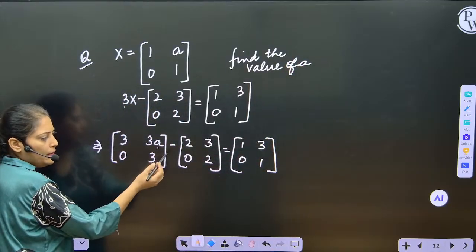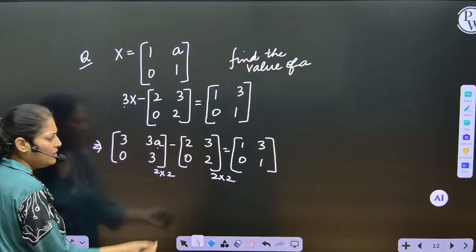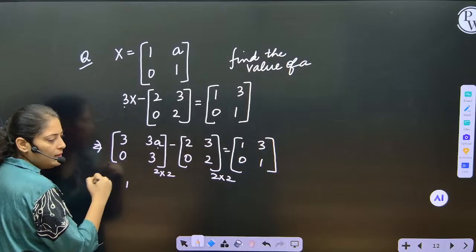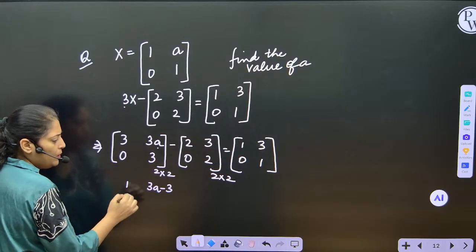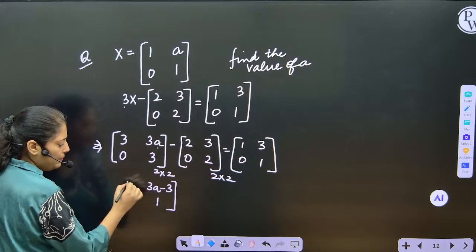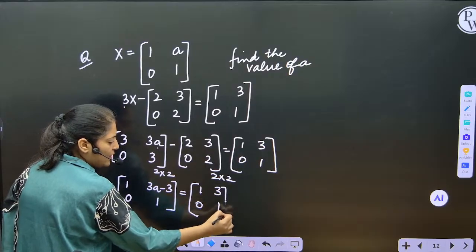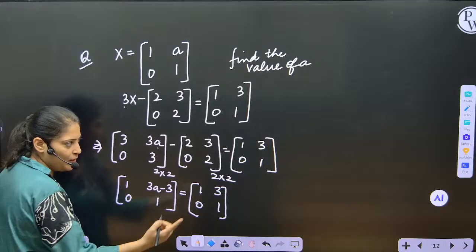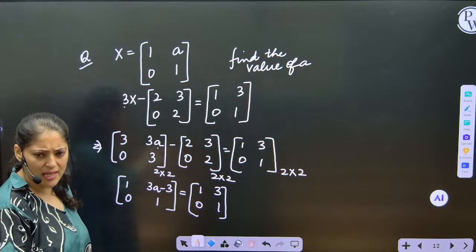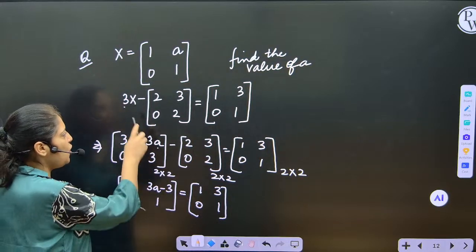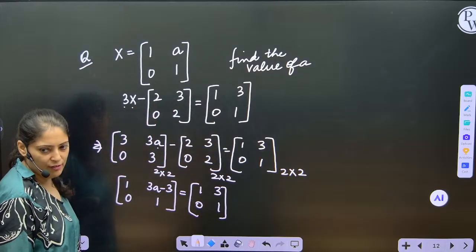Okay, so now order is same. This is 2 cross 2, 2 cross 2. So subtraction is possible. Okay, 3 minus 2, 1. 3A minus 3. 0 minus 0 is 0. 3 minus 2 is 1. Now equality also they have given. Another concept which is being used is equality of matrices. As I told you, one question they will give, it is not that they will only ask you the addition and subtraction only. Concepts will be applicable there. So first concept is scalar multiplication, then is subtraction, and then is equality of matrix.